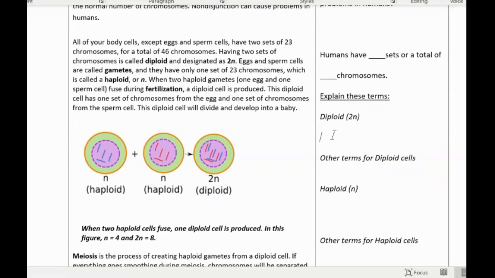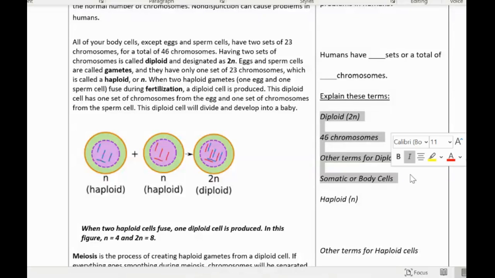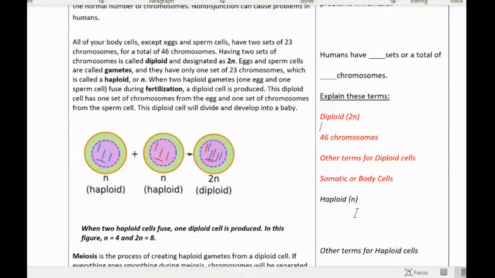A diploid cell. A diploid cell in a human has 46 chromosomes, which is a full set. These are also known as somatic cells, or body cells, and these are any cell that's not a sperm cell or an egg cell. So diploid cells have 46 chromosomes. They're also known as somatic or body cells.